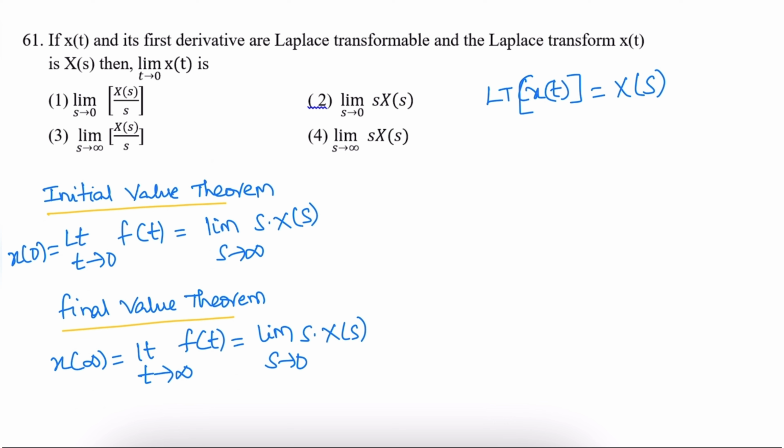Next question. If x of t and its derivative are Laplace transformable, and the Laplace transform of x of t is X of s, then limit t tends to 0 of x of t is? In the question, he asked about the initial value theorem. Given the Laplace transform of x of t is X of s, as per the initial value theorem, limit t tends to 0 of f of t is f of 0, which is limit s tends to infinity of s into X of s.